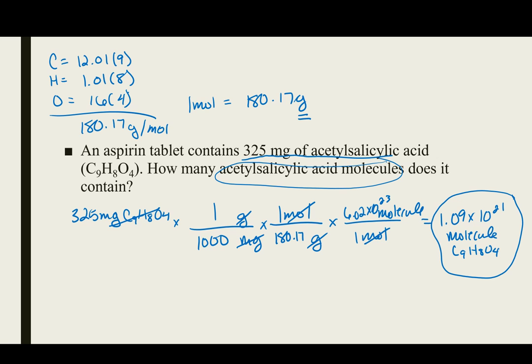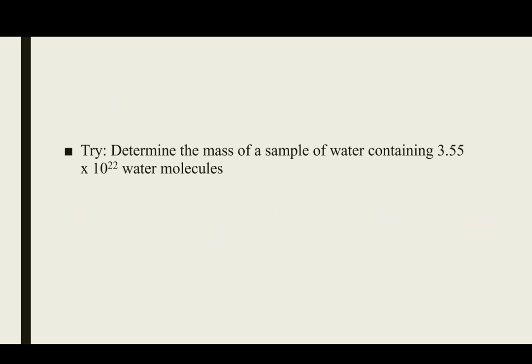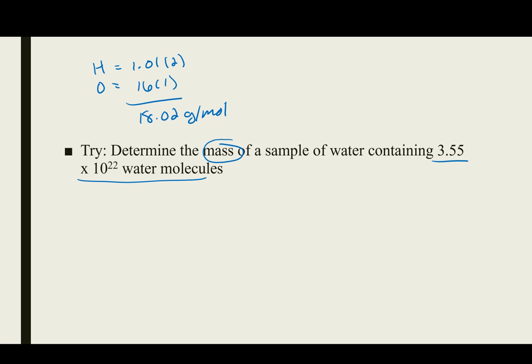Okay, one more example. So we're going to kind of go the other way here. We're starting with molecules, and we're going to determine the mass of that sample. But again, like I said, if you see mass or you see grams in a problem, the first thing you're going to do is you're going to add up its molar mass. So water's H2O, hydrogen's 1.01 times 2, oxygen is 16 times 1. So 18.02 grams per mole is my molar mass of water. Write down what you're given, 3.55 times 10 to the 22nd molecules. I guess we throw H2O in there.